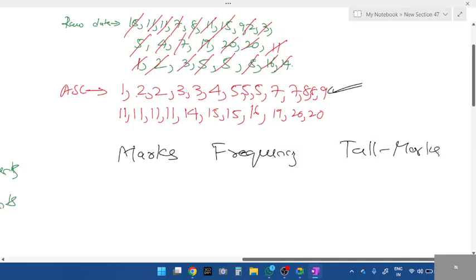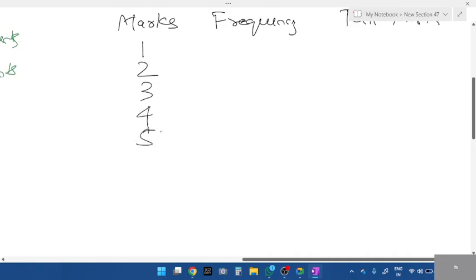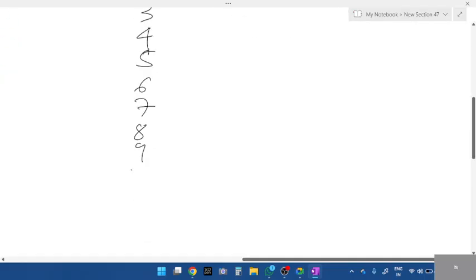Next, how many different types of marks are given here? From 1 to 20, how many marks are there, students? Then, till 20 we have to write, right? 8, 9, 10, 11, 12, 13.